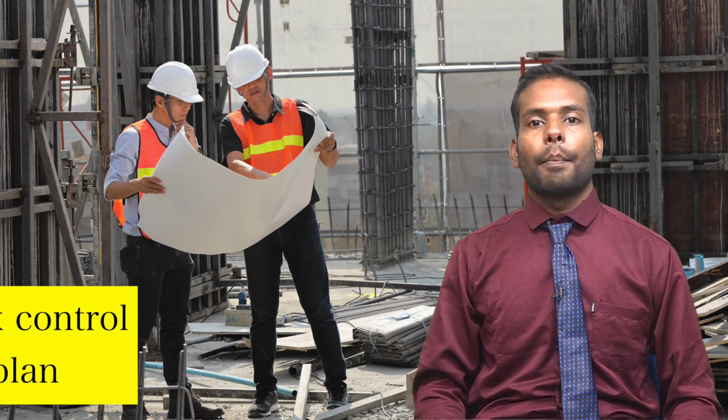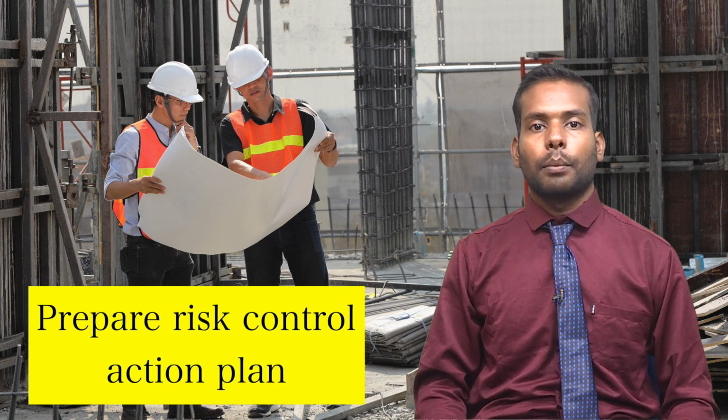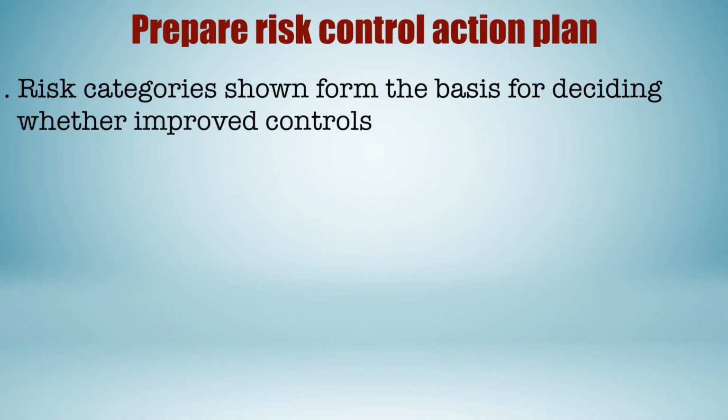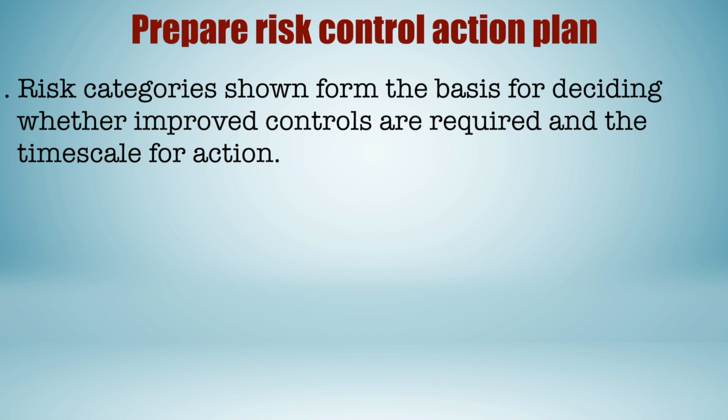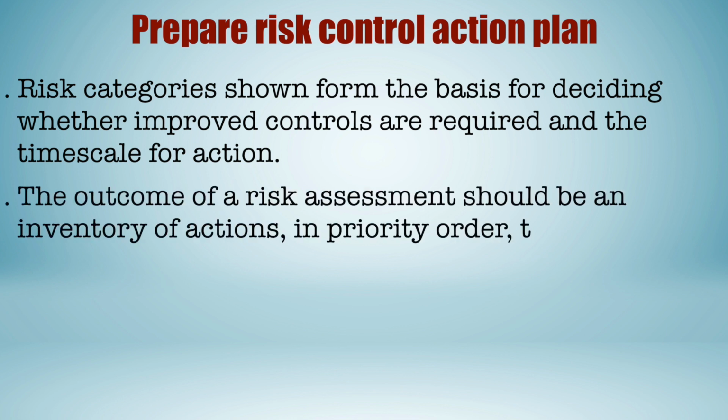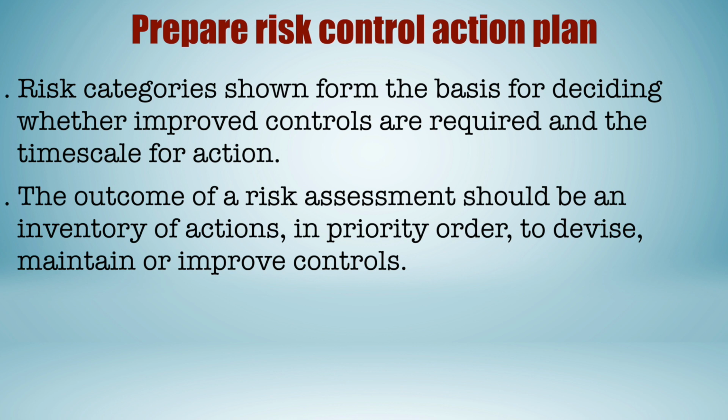Let us discuss preparing the risk control action plan. The risk category forms the basis of deciding whether improved controls are required and the time scale of action. The outcome of the risk assessment should be an inventory of actions in priority order to devise, maintain or improve controls.